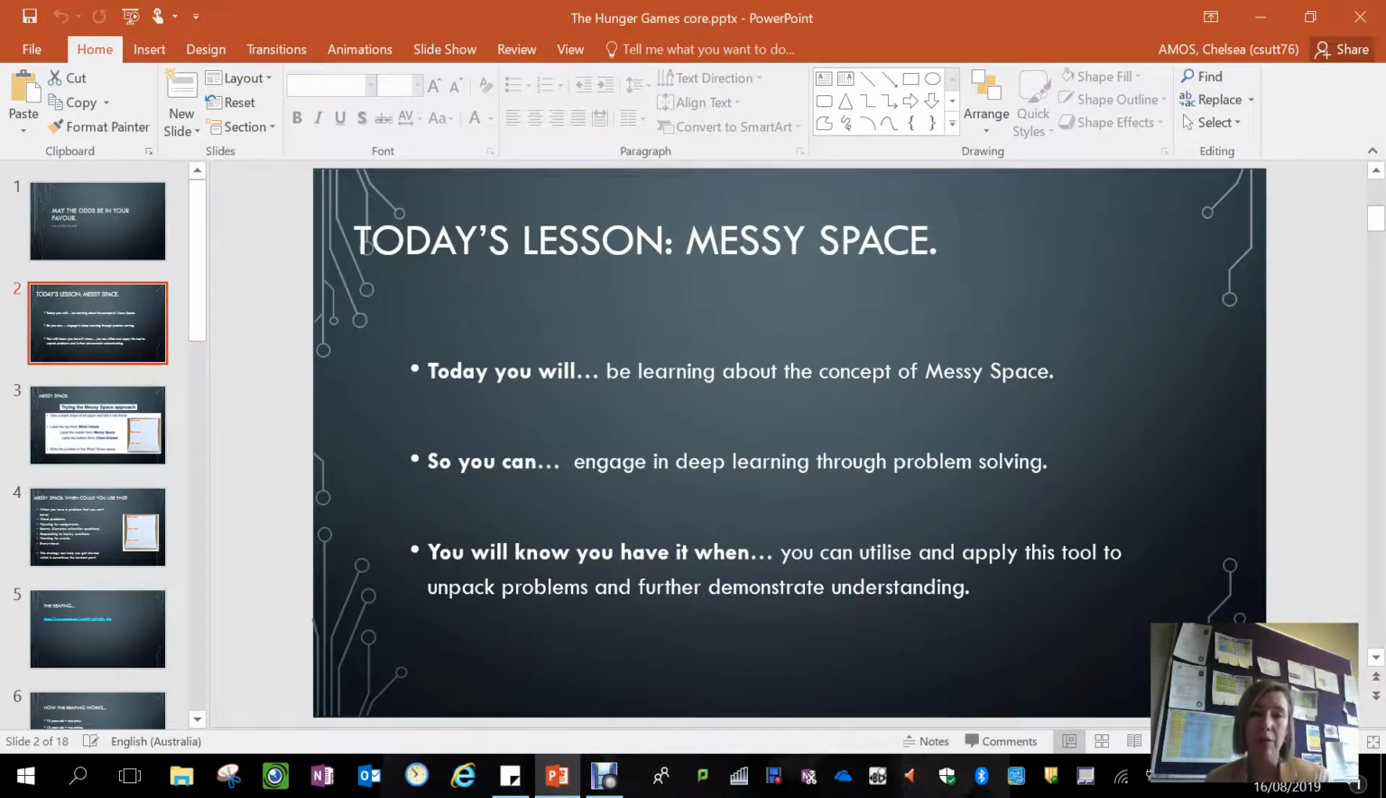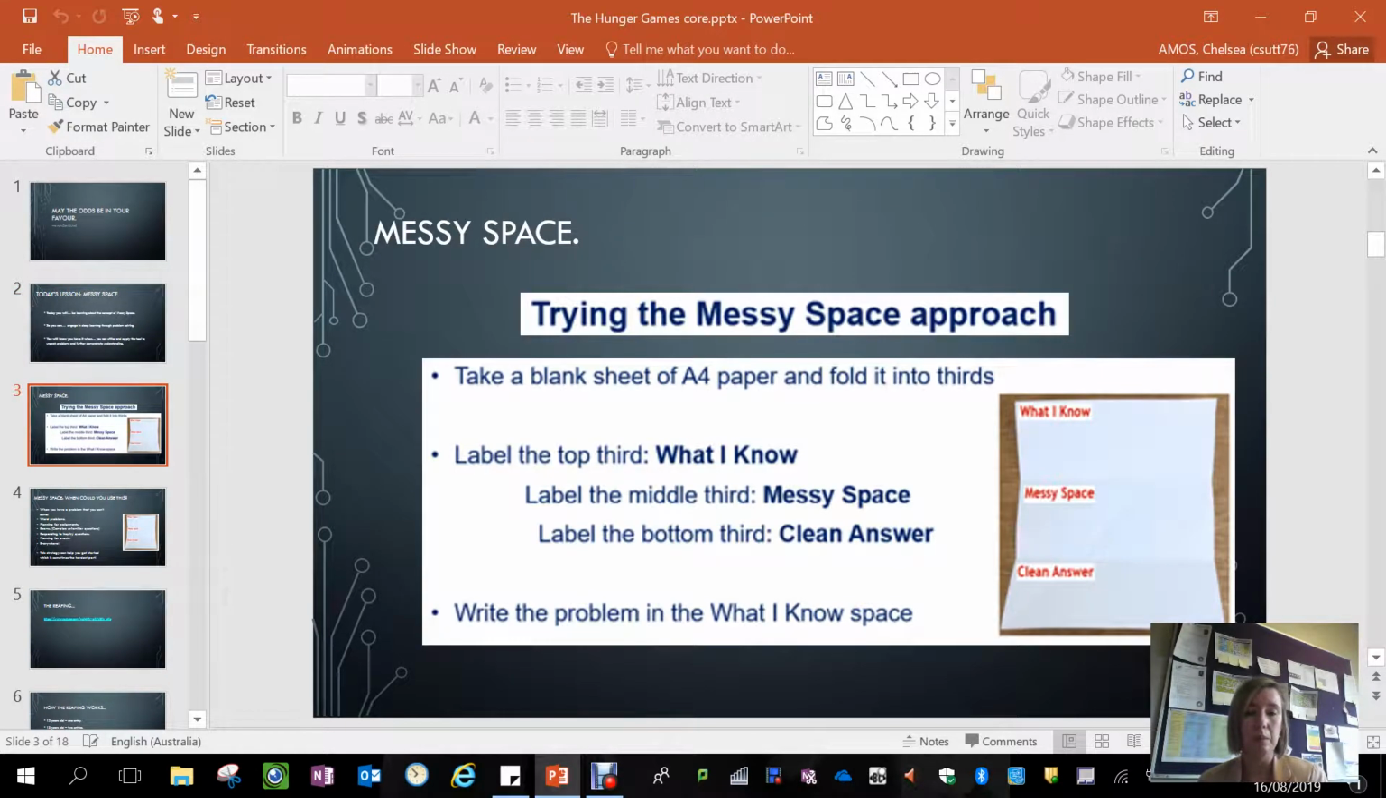Now our second slide focuses on our learning goals for the session, and they're based around messy space, which is our problem solving strategy for numeracy in our AIP. So what our students do is they get an A4 or an A3 sheet of paper and they fold it into thirds. The first phase looking at what they already know, our second phase is their messy space, and their third phase is their clean answer.